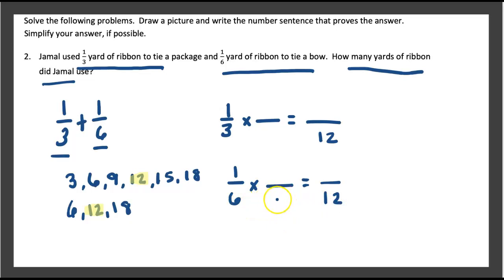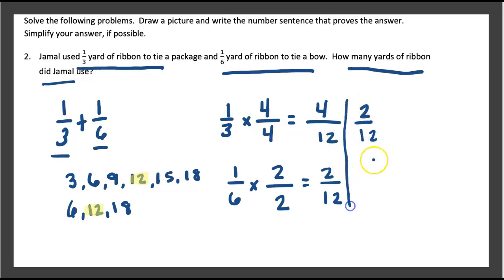6 times what is 12? Well, I know that's 6 times 2. What I do to the bottom, I have to do to the top. 2 times 1 is 2. Okay. Now 1/3 times what is 12? Well, or 3 times what is 12? 3 times 4 is 12. And what I do to the bottom, I have to do to the top. 4 times 1 is 4. So now I have the same denominator. Okay, so now I have a new problem. I have 2/12 plus 4/12. Well, 4 plus 2 is 6, and I keep the denominator.